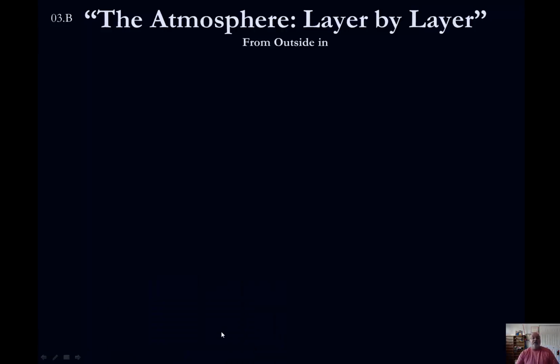Okay, so let's go to this. 3B, astronomy, layers of the atmosphere. And we're talking about basically what makes the Earth so special. This is going to be from outside the Earth, looking in.